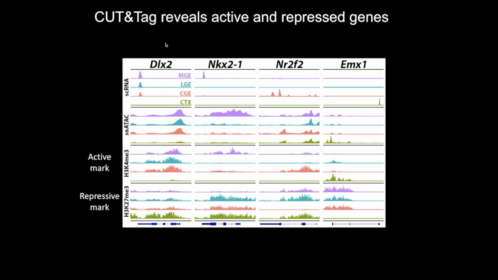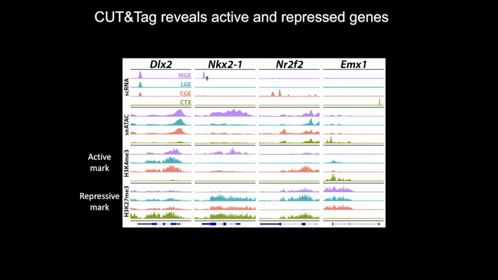So this is just an example of the data. Again, we have the single-cell RNA-seq data up top from the 4 different brain regions, single-cell ATAC data, and here I've highlighted the mark that indicates active promoters and the mark that indicates gene repression.